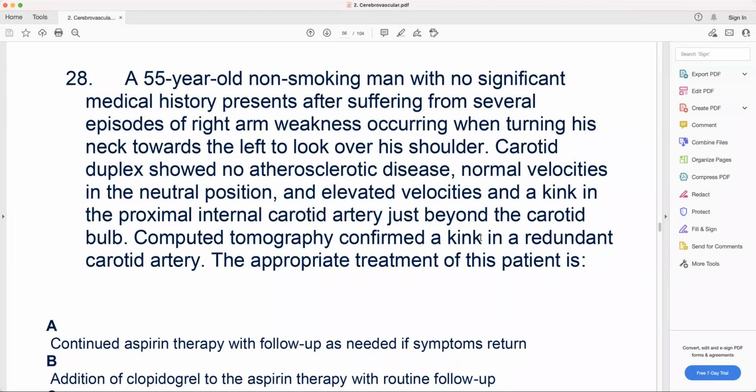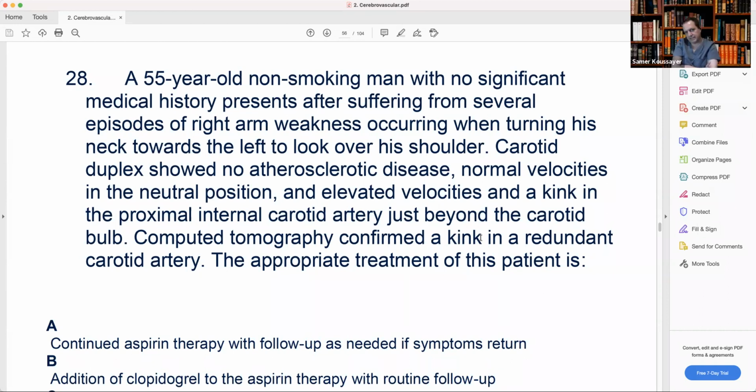What about a stent? Can we fix a kink with a stent? It can be done, but it would not be my first option. The patient's age is young, 55 is young. And the second thing is that, what's the name?